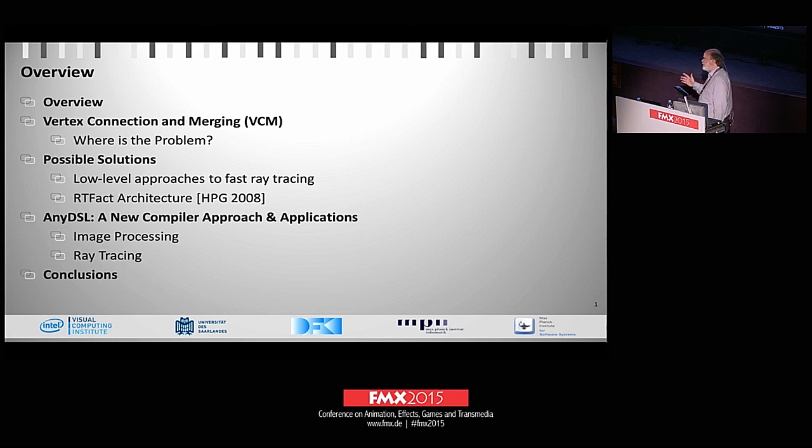So I'll talk briefly about VCM, which Christoph just mentioned in his talk, the vertex connection merging lighting simulation model, which was done by Iliyan Georgiev, one of my PhD students, and made it into a number of commercial renderers, including RenderMan. I'll talk about how we can make real-time rendering possible, the different ways, and in particular I'll talk briefly about the Artifact architecture that we did a couple of years ago. And then I'll introduce to you AnyDSL, because it is actually based on the ideas of Artifact. I'll show you how that applies to image processing as an example because it's easy to understand, and then at the end I'll show you how to apply that to RayTracing.